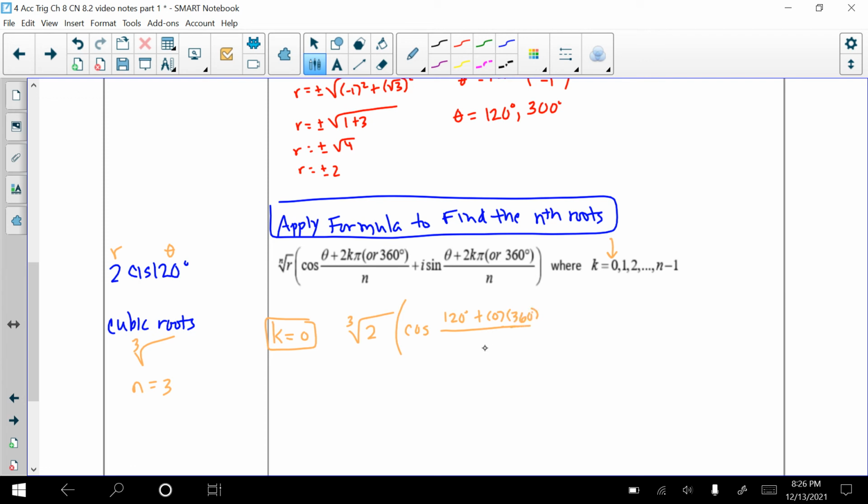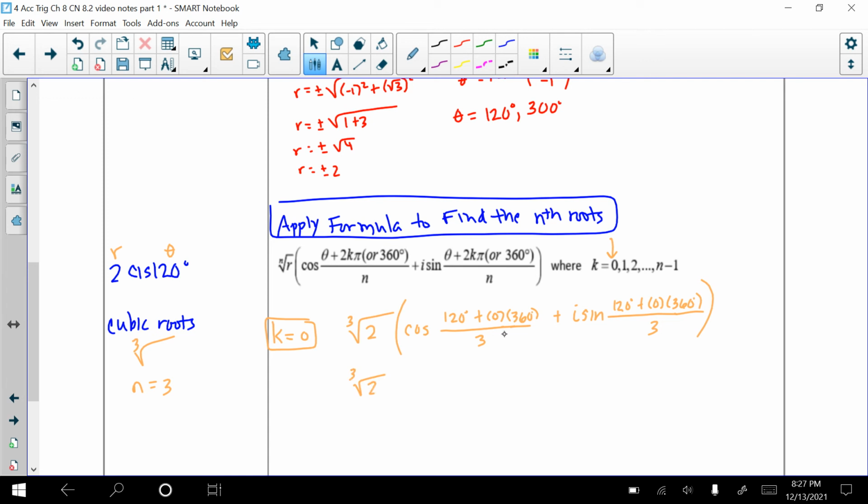And that is all over n, which of course is 3. Notice the i sine term is going to use the exact same numerical expression we just used for the cosine term. So that's 120 degrees plus the k value 0 times 360 degrees all over 3. Close it up. So now it's just number crunching. Just simplify what we have.